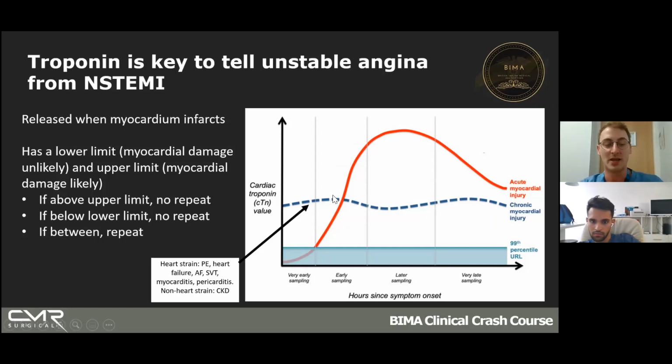And that's where the value of repeat measurements comes in. If the troponin's within this kind of middle range where you're not sure what's going on, if it's within the range, you repeat it in 3 hours and see if it's risen. And if it's risen sharply, so more than 50% or doubled, then you can be sure that there's an acute coronary syndrome happening, so an NSTEMI or a STEMI.